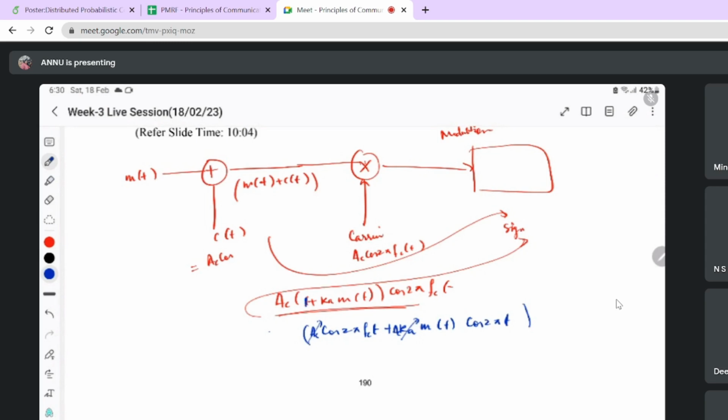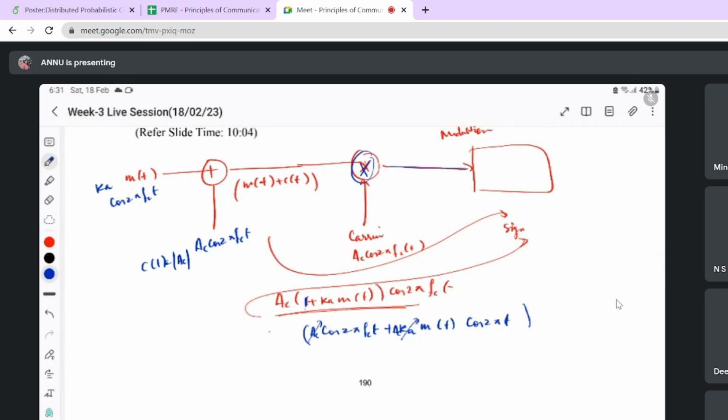Here you can also have AC into cos 2 pi FCT, because AC cos 2 pi FCT plus KA MT, KA cos 2 pi FCT. And when you take this cos 2 pi FCT, actually it was the magnitude of AC. So cos 2 pi FCT, then you can multiply that and you will get the modulation. But how will you get the demodulation? For demodulation, you again multiply it with a carrier frequency so that you will be able to get a low pass frequency.